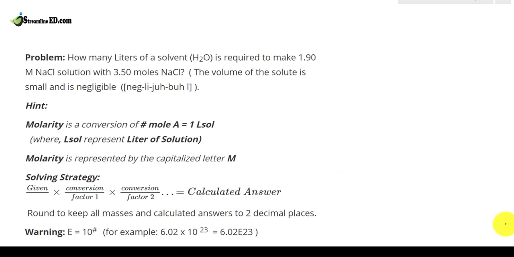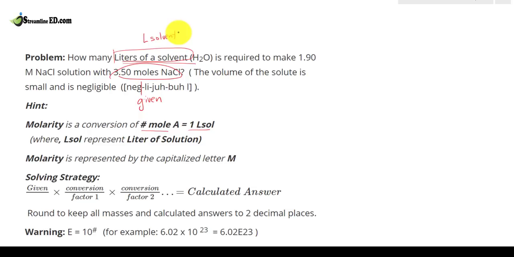Now let's try another problem to see how the same conversion factor is used in a different way. Again, molarity is equal to number of moles of solute per 1 liter of solution. Now, how many liters of solvent, which is water in this case, are required to make 1.90 molarity NaCl solution with 3.5 moles of NaCl? You know right away, this is our given, and we are looking for liters of solvent.